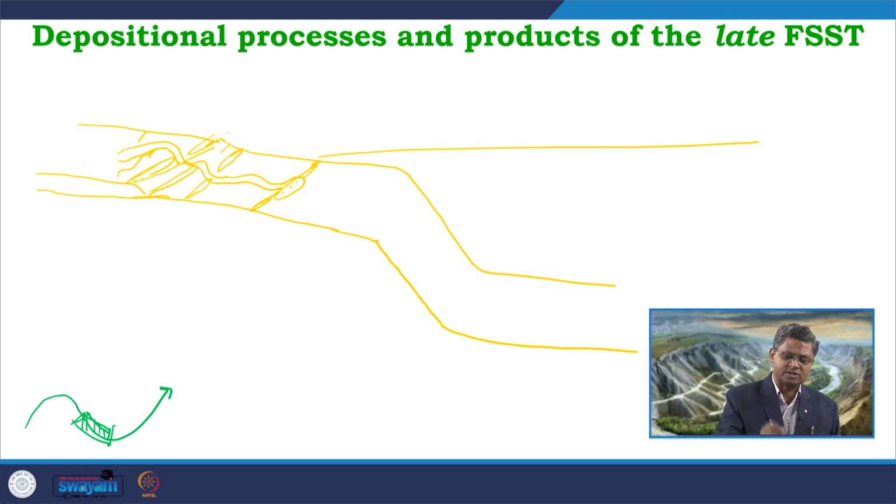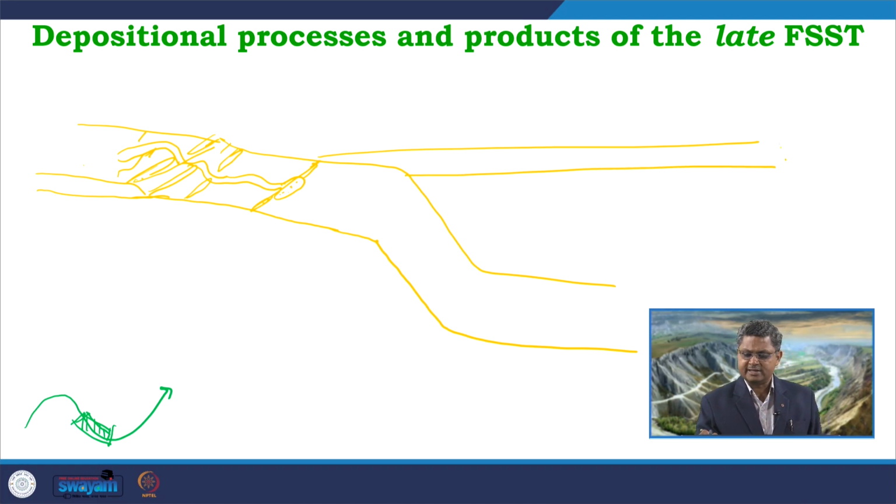So, pedogenic processes are going on over here. Now, the base level is coming down to the shelf edge. This was level 1 and we are coming down to level 2, where we are reaching the shelf edge. So, what will happen at this phase? During this phase, definitely the river valley will try to come up to this level.